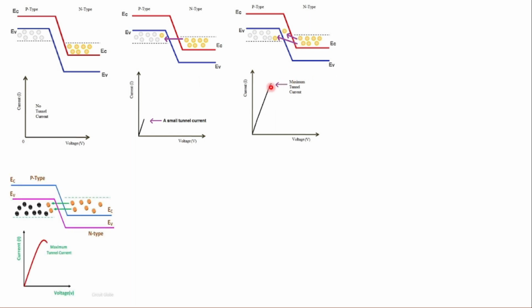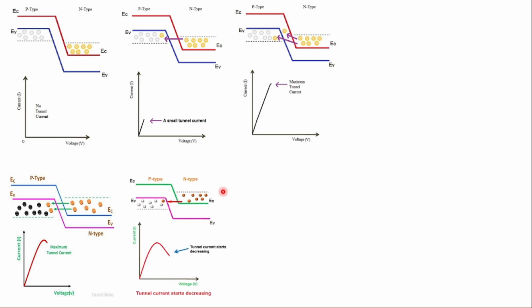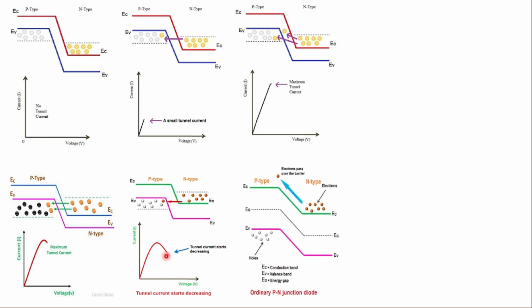Then on further increase of voltage, we can observe that all the states are going to be filled, and finally the empty states are going to reduce because of the shifting of the band, which means the barrier height is going to reduce because of the forward biasing voltage, and that is observed as the NDC region. So tunnel current starts decreasing, and finally on further increase in forward voltage, we observe it is going to act like an ordinary PN junction diode.